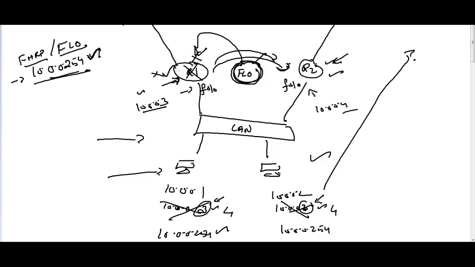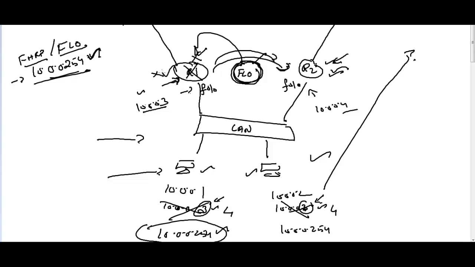Initially R1 will be forwarding my packets, routing them to the internet. When R1 fails, R2 takes over the active, primary position, and R2 starts forwarding my packets, because this gateway address will be with R2. The PCs are sending the packets to the gateway.